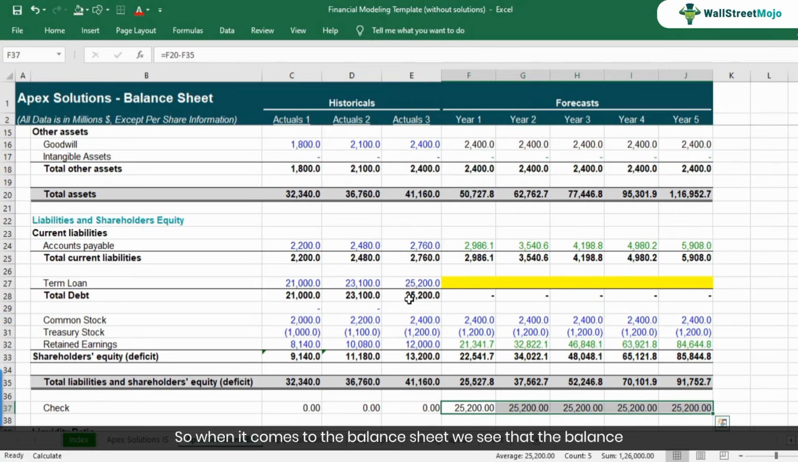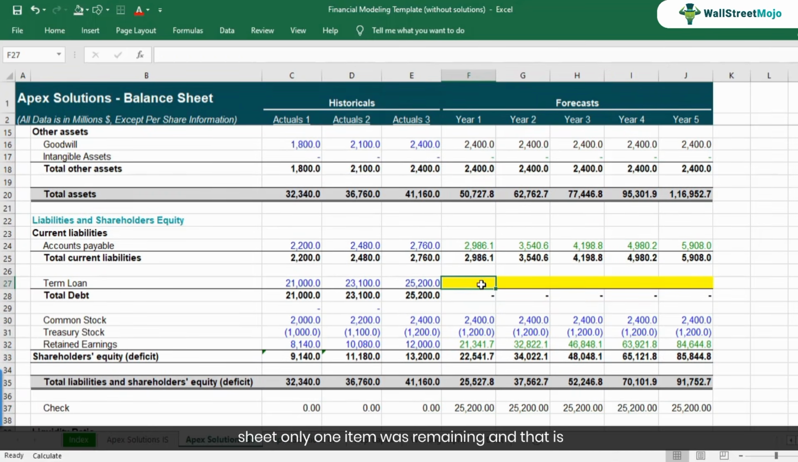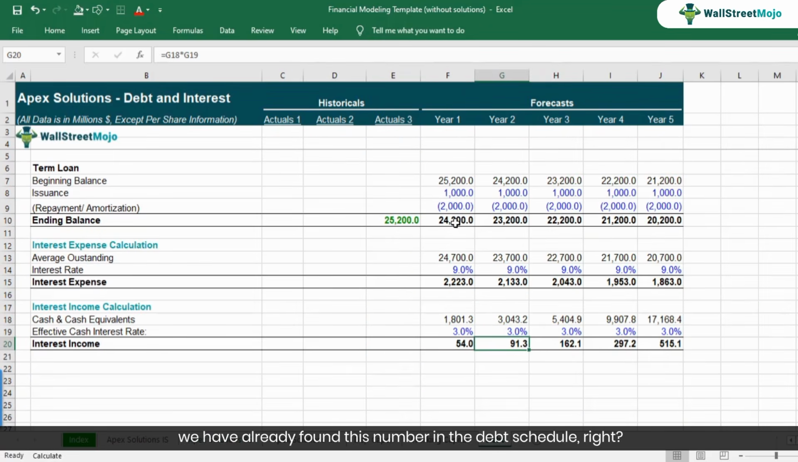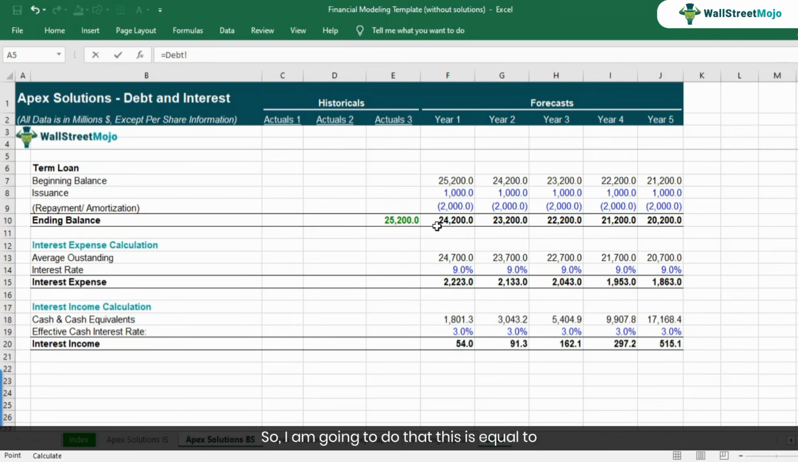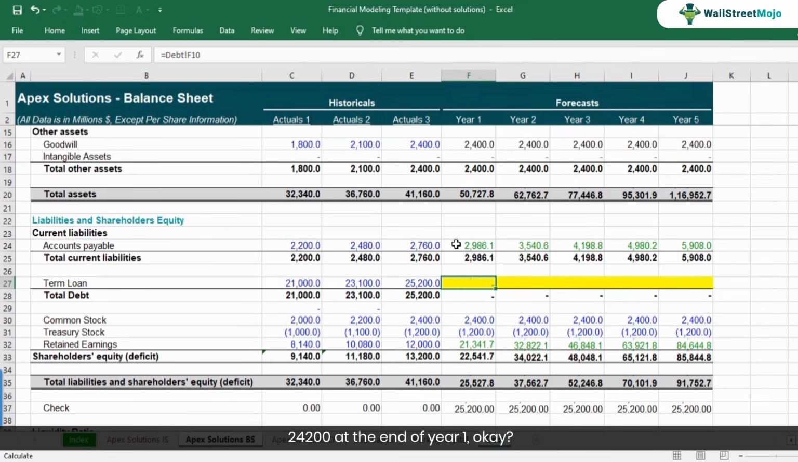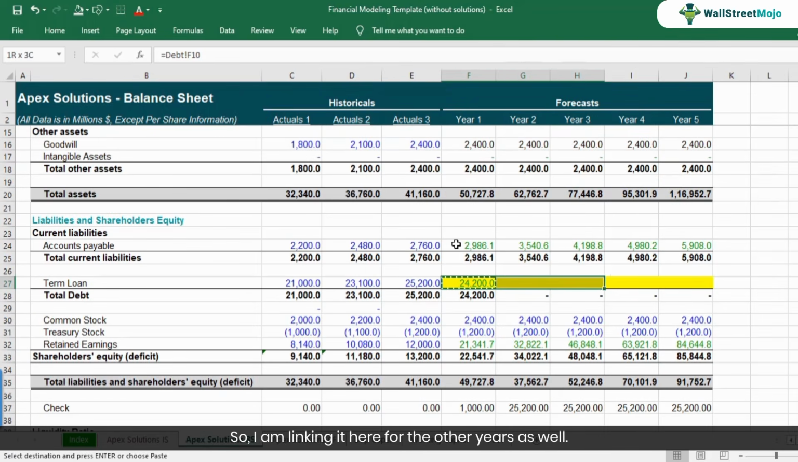So when it comes to the balance sheet, only one item was remaining, and that is term loan, right? And where will we find this number? We have already found this number in the debt schedule, right? So here we have the ending balance. So let's link this up here. This is equal to 24200 at the end of year 1. I'm linking it here for the other years as well.